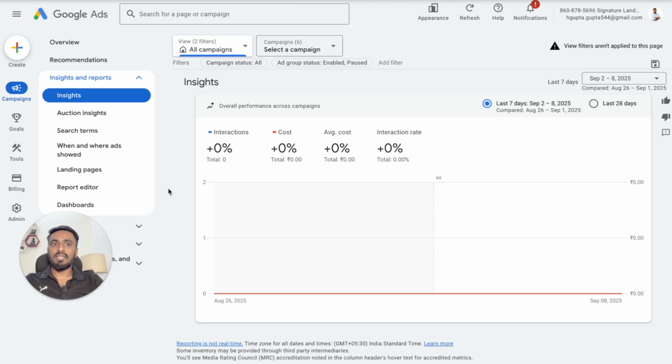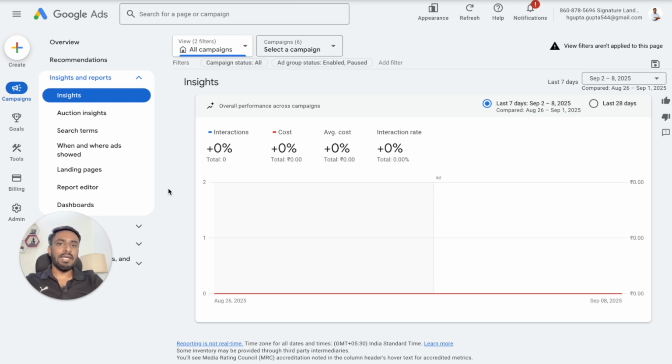Insights will also hold data like how your keywords are performing, which types of keywords are performing well for you, which types of keywords are not performing well for you, what audience is currently interacting with your ad, and what type of audience is not interacting with your ad. All this data will be visible to you.